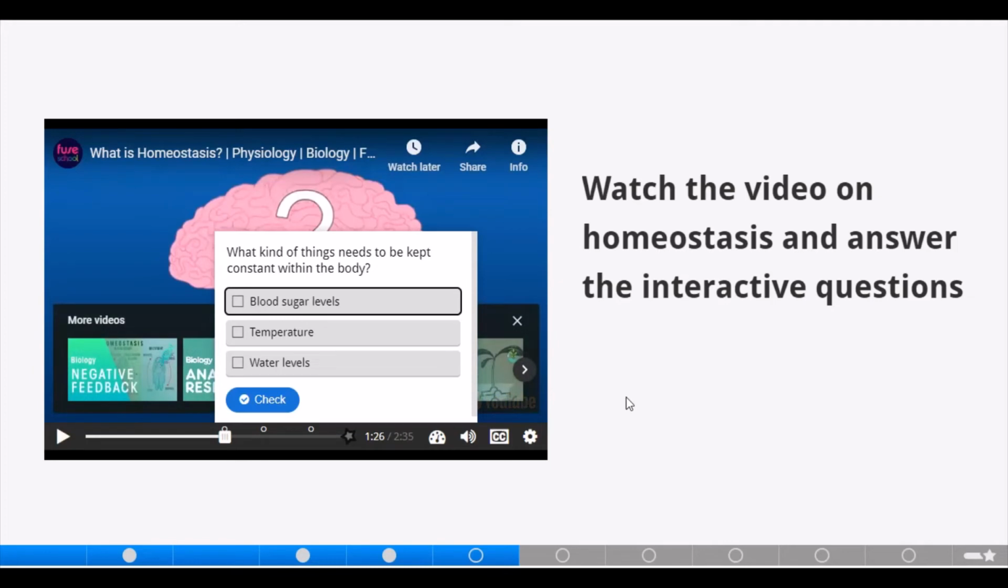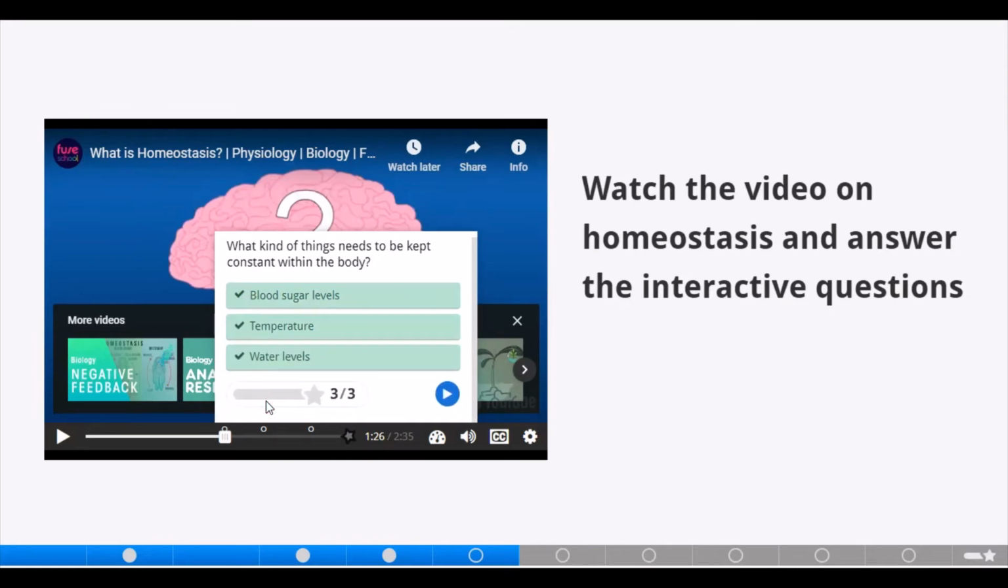Okay, we have a question that says, what kind of things need to be kept constant within the body? Blood sugar levels need to be kept constant. Temperature needs to be kept constant, and water levels also have to be kept constant.